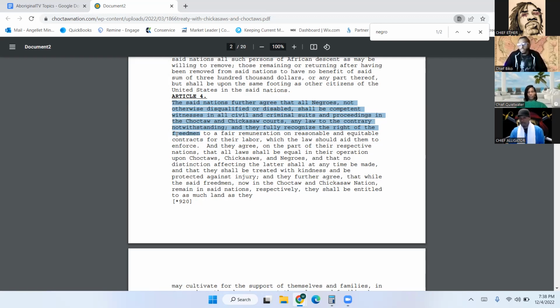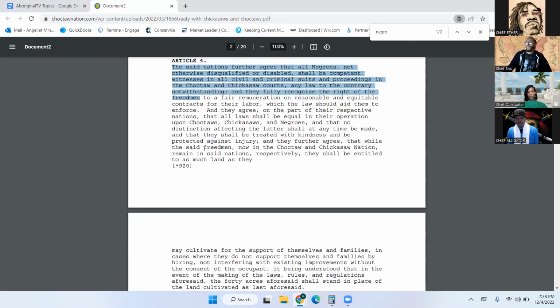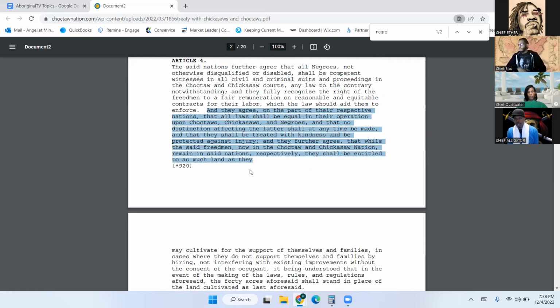Can we highlight one more thing, Chief Quietwater, just drop down a couple of sentences where it says, and they agree. Yeah. And let's go all the way down to the end of that paragraph right there. Okay. And they agree on the part of their respective nations that all laws shall be equal in their operation upon Choctaws, Chickasaws, and Negroes, and that no distinction affecting the latter shall at any time be made, and that they shall be treated with kindness and be protected against injury.